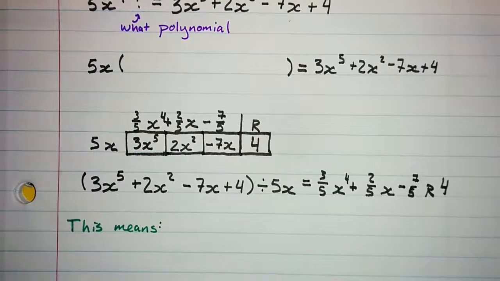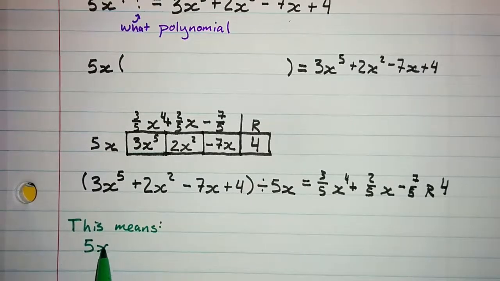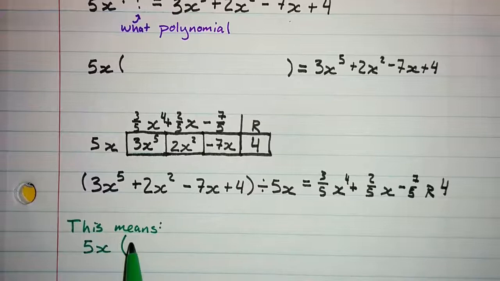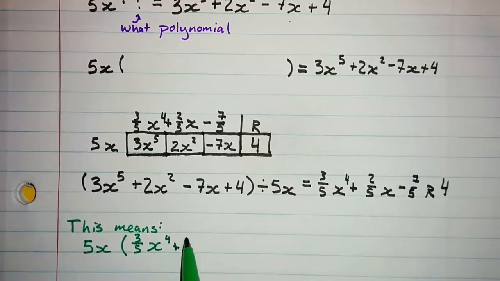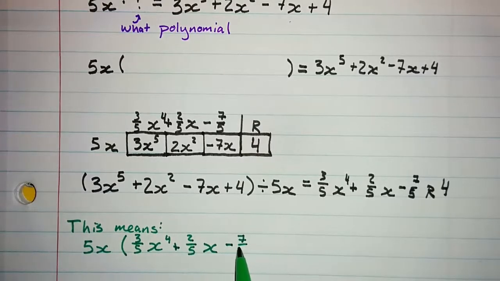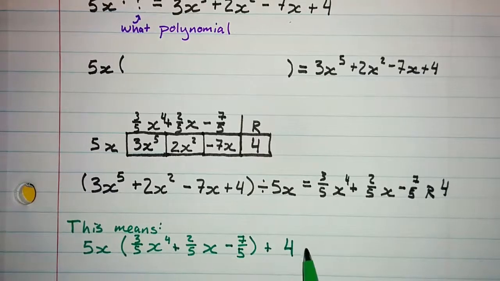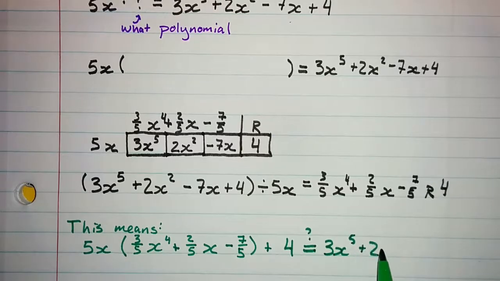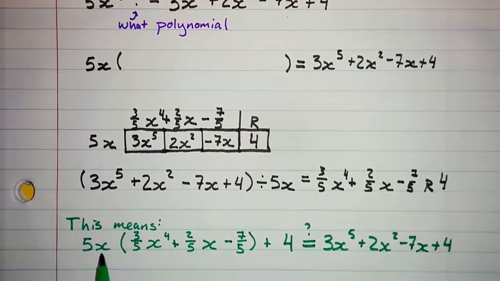What do I mean when I make this claim? The claim that I'm making is if I take 5x times 3/5 x to the fourth plus 2/5 x minus 7/5, and then add a 4 on, well, my claim is I will get 3x to the fifth plus 2x squared minus 7x plus 4. Let's see if that's really the case.